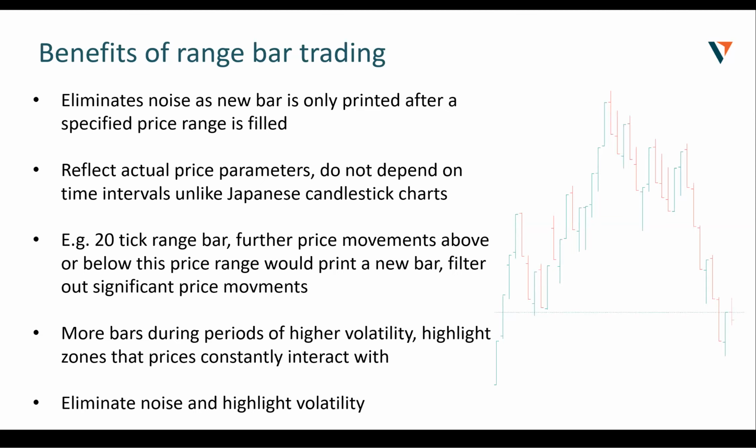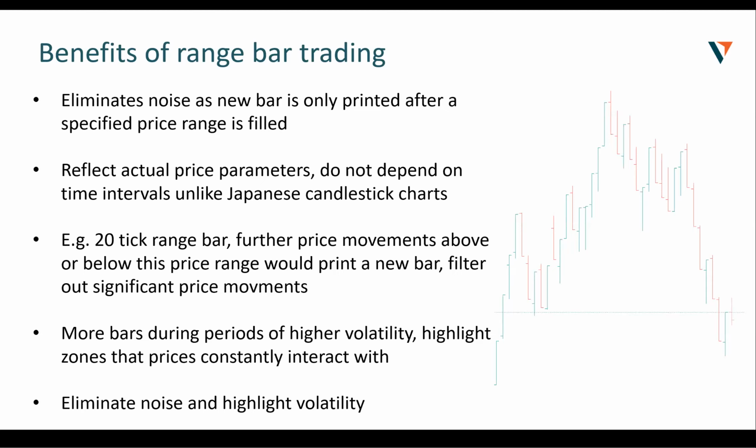If you take a look at Japanese candlesticks, the difference is that if you have, for example, an hourly chart, it shows the open, high, low, and close prices in a candlestick. And in the next hour, it would print another candlestick with the open, high, low, close data. But for a range bar, if you specify, let's say 10 pips, it means that price has to move above or below that 10 pip range in order for a new bar to be printed. So that's the main difference.